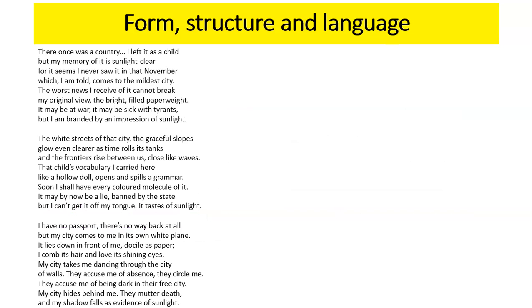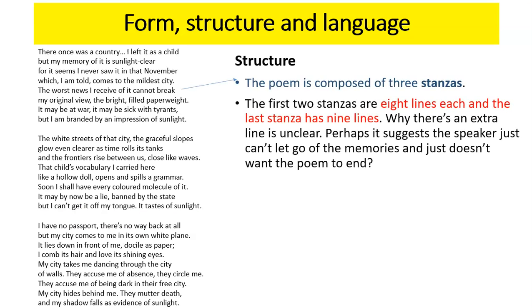In terms of the structure of the poem, if you just have a look at it on the page, you'll see that there are three main stanzas. So the first two stanzas are 8 lines each, if you count them up. But then the final stanza has 9 lines instead of 8.